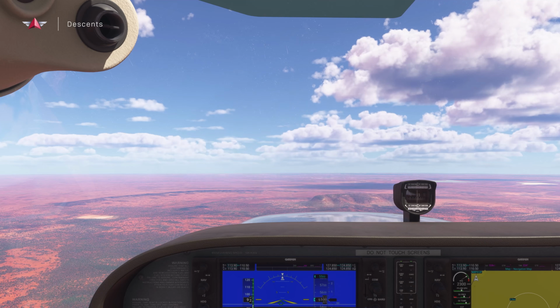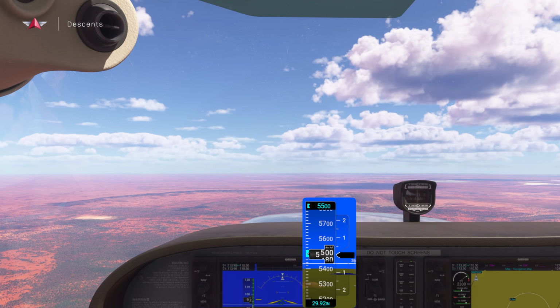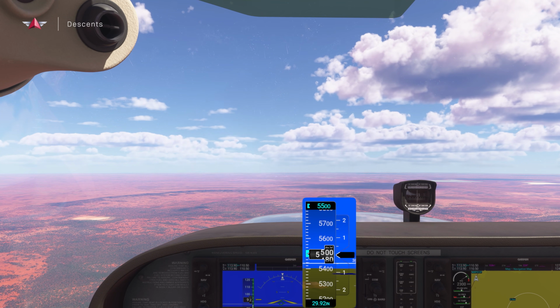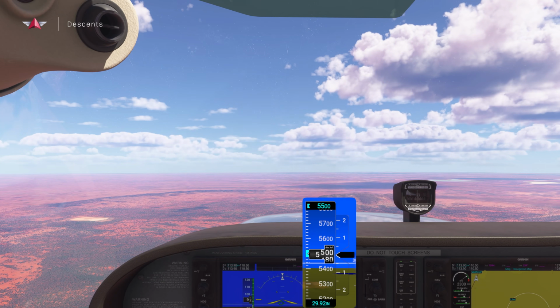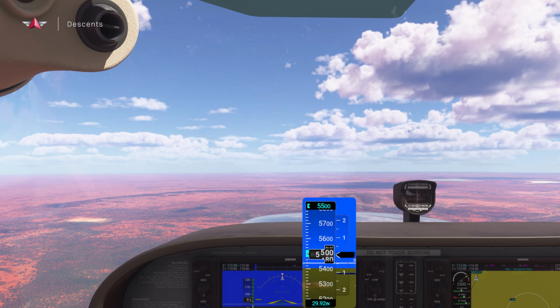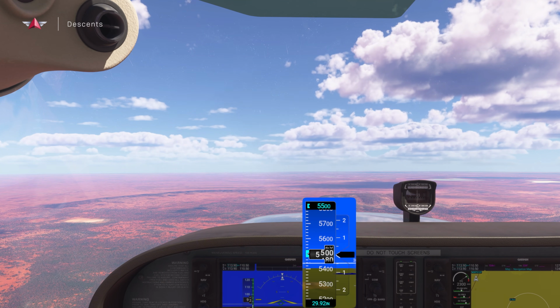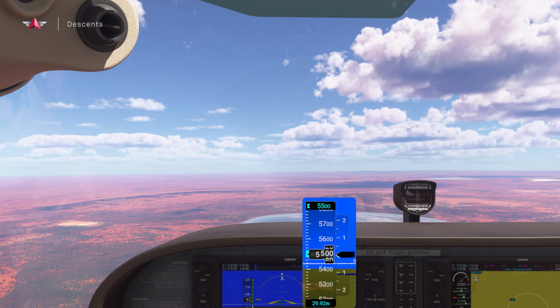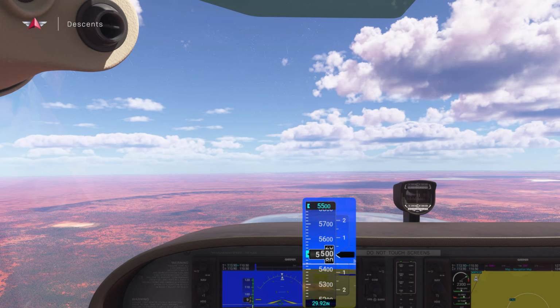Let's do a power-on descent in the Cessna now. Here we are in level flight again. We're cruising along at 5,500 feet. Our plan is going to be to descend to 2,500 feet. Following the target that Martin just gave us, we'll need a vertical speed of about 500 feet per minute. We're looking at a few minutes descent to get down there.